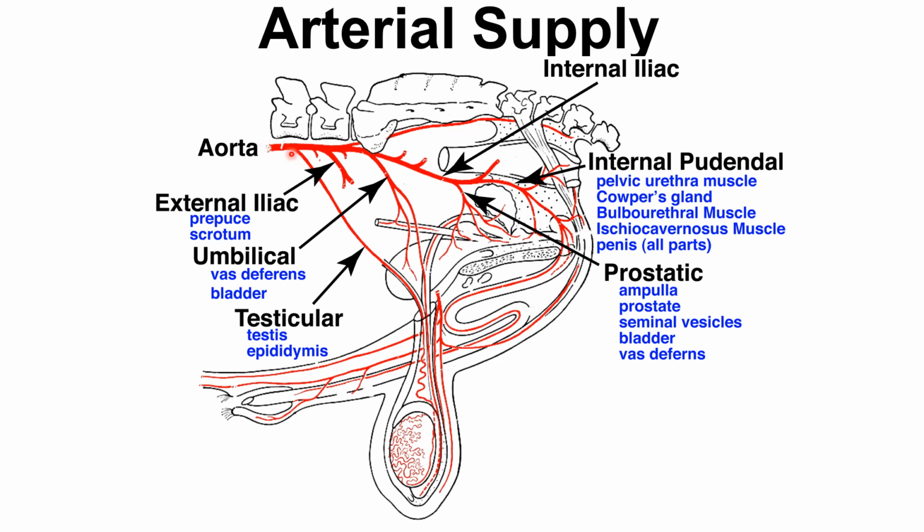So the first one is the testicular artery, and this artery supplies the testes, the pampiniform plexus, and the epididymis. Another branch of this artery is the umbilical artery, and the umbilical artery supplies the vas deferens and the urinary bladder.